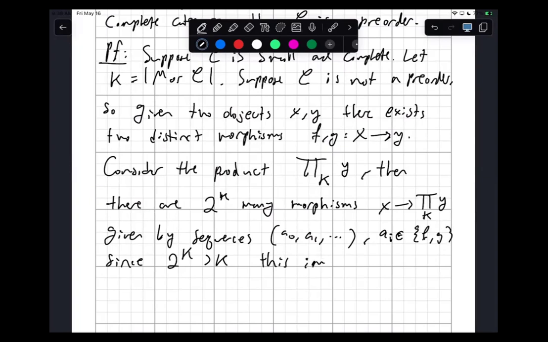this implies the cardinality of the morphisms is greater than kappa. Contradiction. Okay.